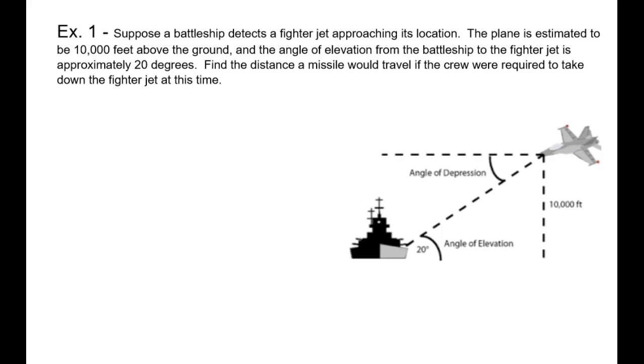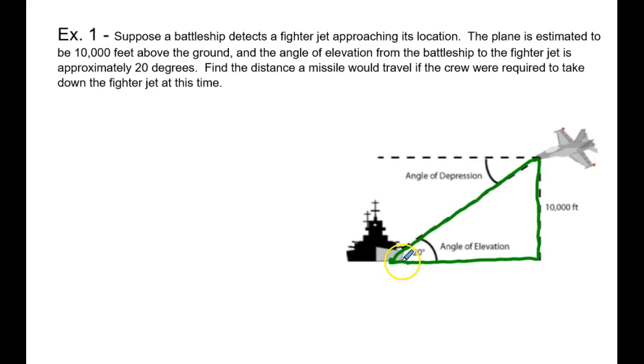Jet approaching its location, the plane is estimated to be 10,000 feet above the ground, and the angle of elevation from the battleship to the fighter jet is approximately 20 degrees. Find the distance a missile would travel if the crew were required to take down the fighter jet at this time. So if we look at our sketch to the right, we have a right triangle that is created.